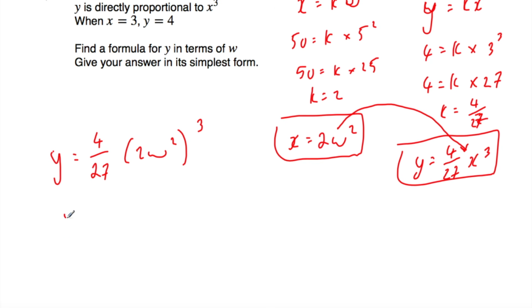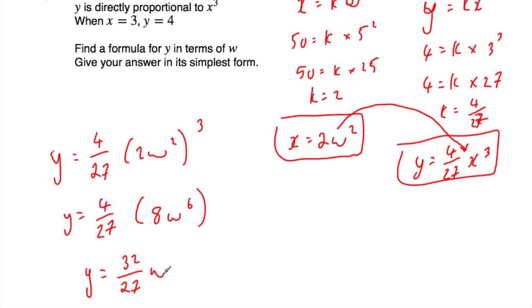Now let's work out what this would be. So y is equal to 4 27ths, and then we're cubing this. So we're going to cube both of the things inside the bracket. So 2 cubed is equal to 8. And w squared cubed, well, we've got a power of a power here, so times the two powers together. So that'll be w to the power of 6. And then finally, we just need to simplify this or expand out our brackets. So y is equal to, we're just going to take the 4 27ths and times that by 8, and that's equal to 32 27ths. And then we've got our w to the power of 6. And that's it. So that's our formula for y in terms of w. y is equal to 32 27ths w to the power of 6.